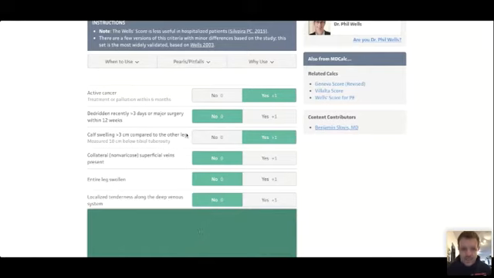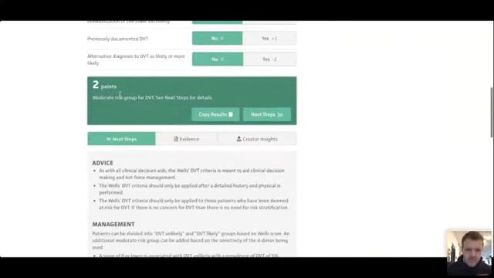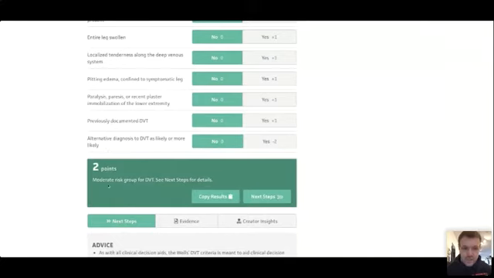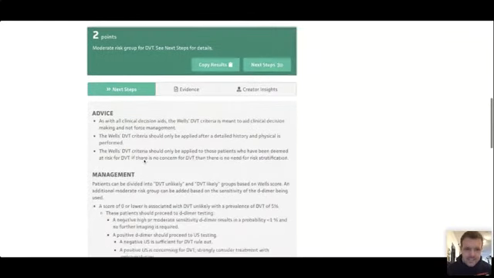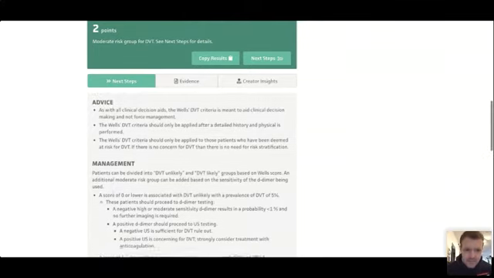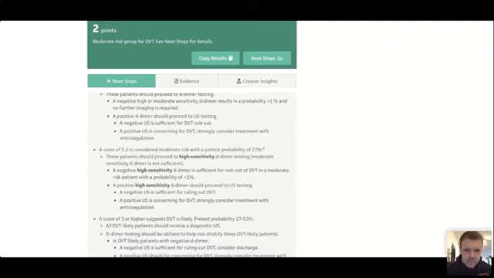Is their calf swelling more than 3 centimeters compared to the other leg? Yes or no. And then it will calculate the risk when you've finished all the questions. So you've got a score with this one, because I've only pressed a couple, of 2. So you're at moderate risk for DVT. Then you see the next steps below. It's meant to aid clinical decision and not force management, which is fair enough. But a score of 1 to 2 is considered moderate risk with a pre-test probability of 17%. So these patients should proceed to high sensitivity D-dimer testing.